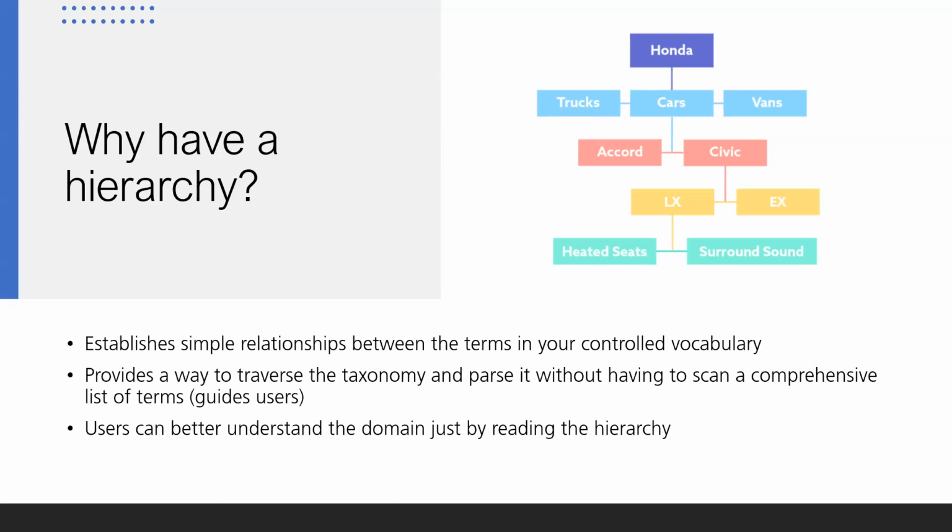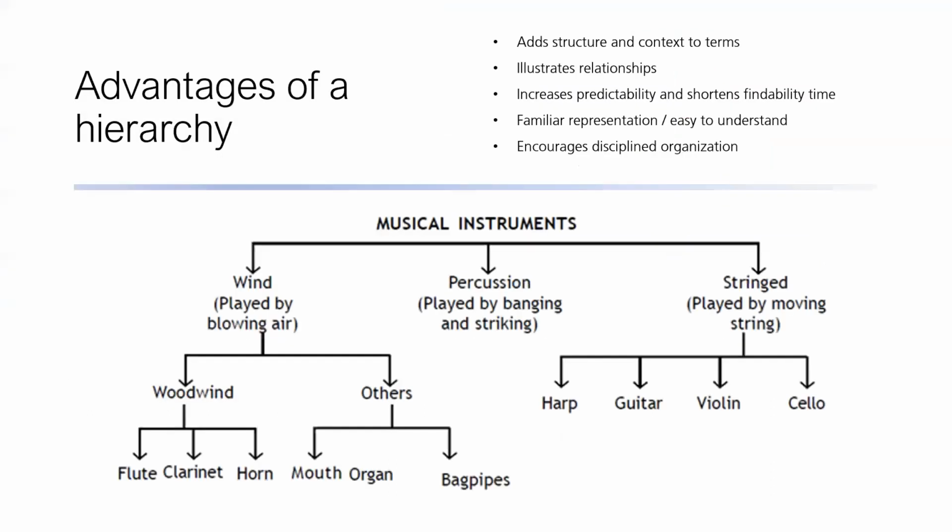So it's out there. So you need to define your hierarchy from top to bottom. And obviously there's the other example from before, and these are the advantages. So it's adding structure and context, and it's showing these relationships, and it's very easy to understand.